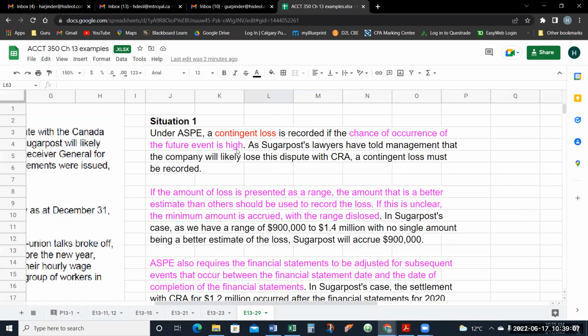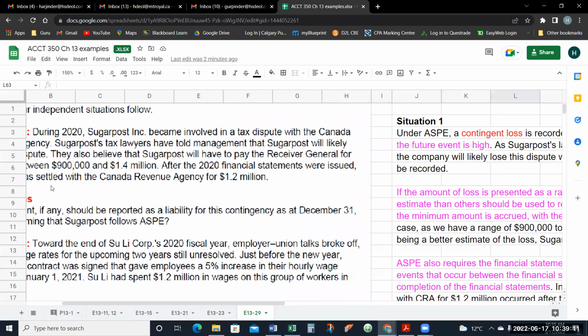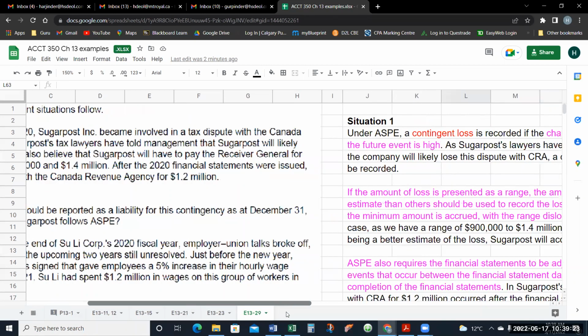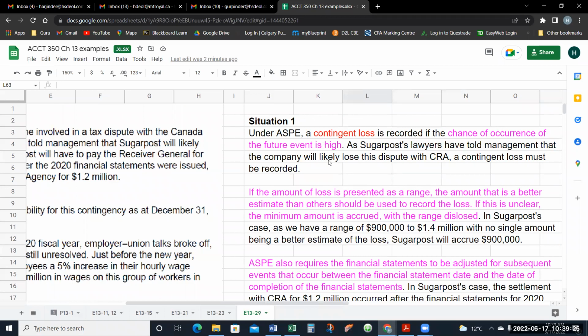So what future event are we talking about? We're talking about the company being found or basically losing the dispute with CRA, right? And the lawyers for the company have said, well, we are likely going to lose this dispute. So the chance of that future event is high. Sugar Post lawyers have already told management that the company will likely lose the dispute. So contingent loss must be recorded.